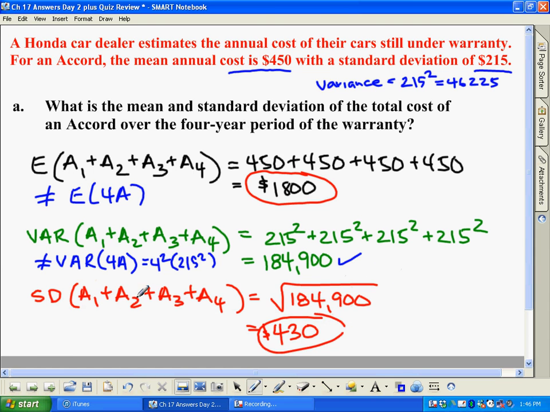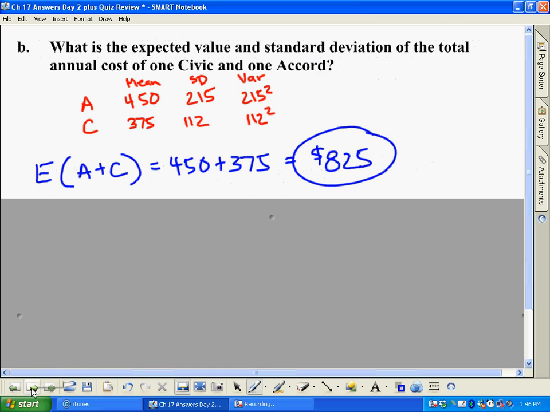Now let's go on to the second one, and this one is about combining the cost of a Civic and an Accord. So you use the same numbers here. We know the mean, we know the standard deviation. The variances would be 215 squared and 112 squared there. So if you want to do the cost, the expected value for an Accord plus a Civic, you would just add these two numbers together. And it makes total perfect sense here. So it'd be $825.